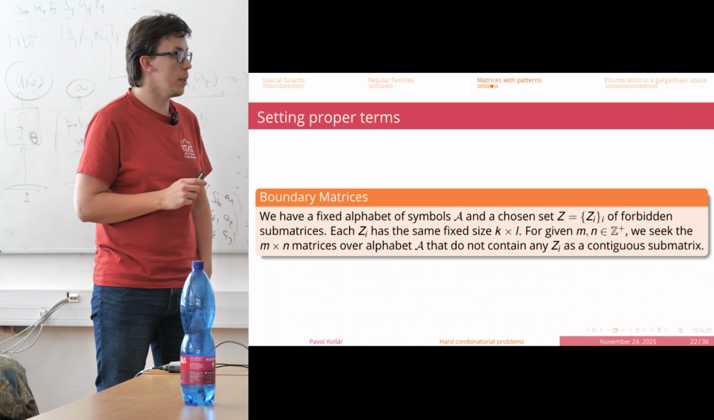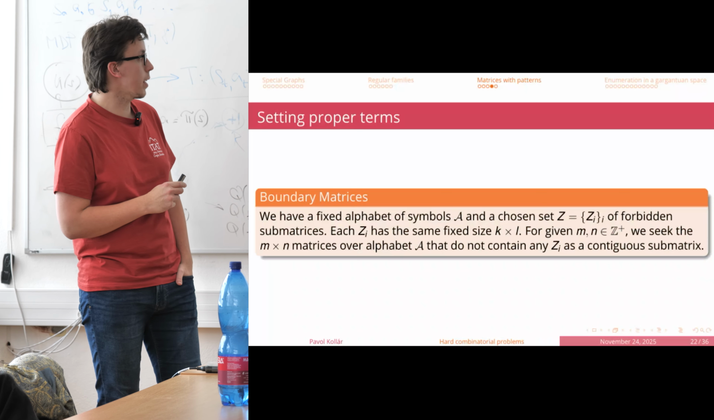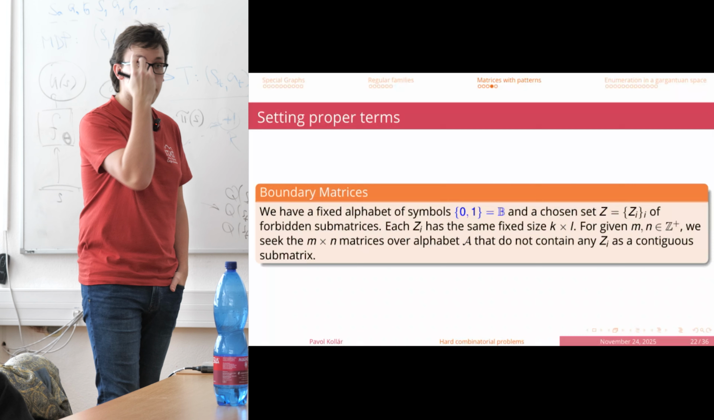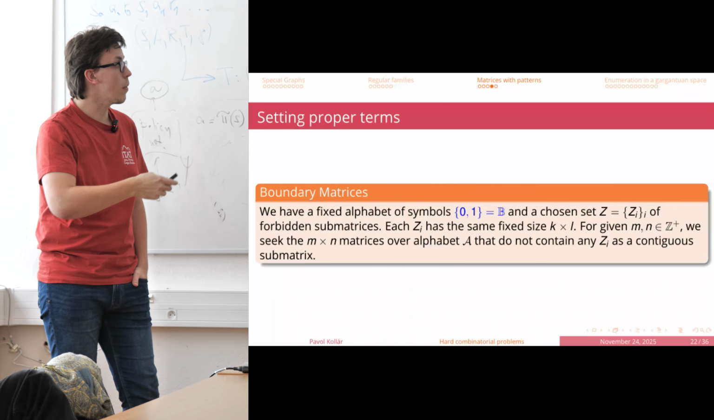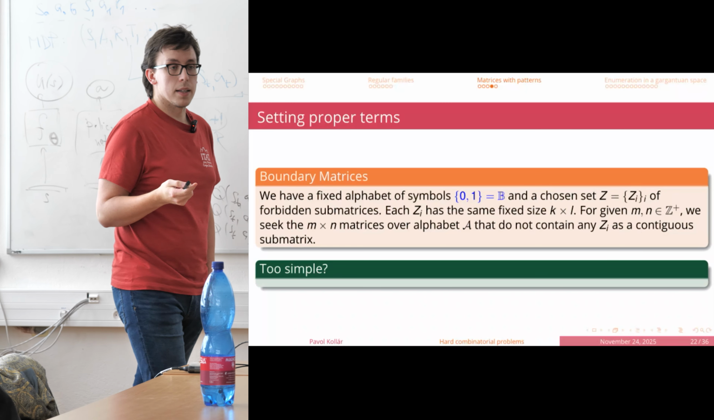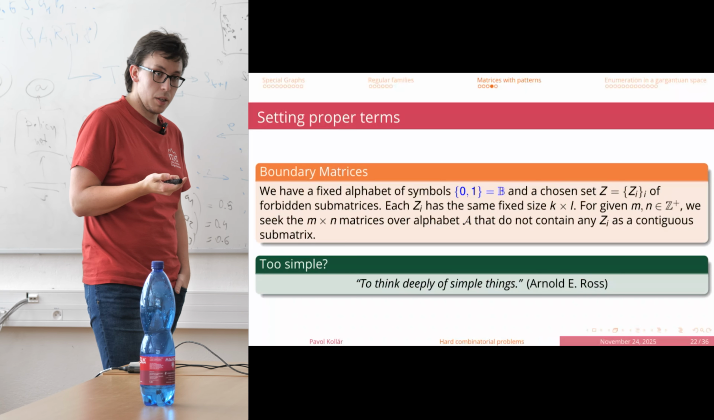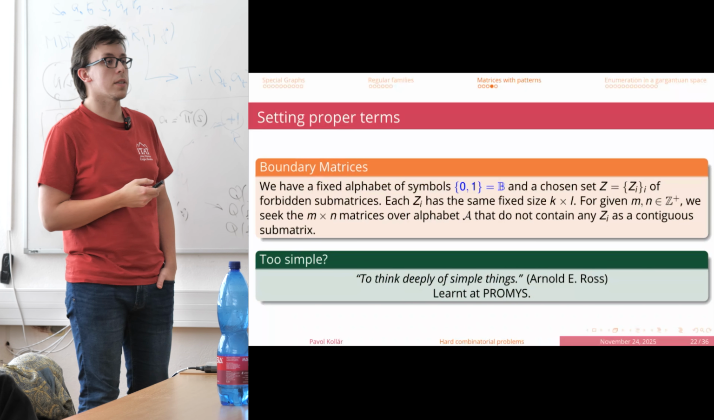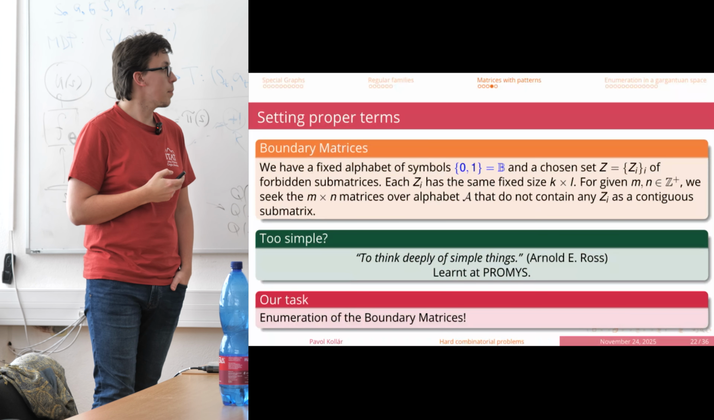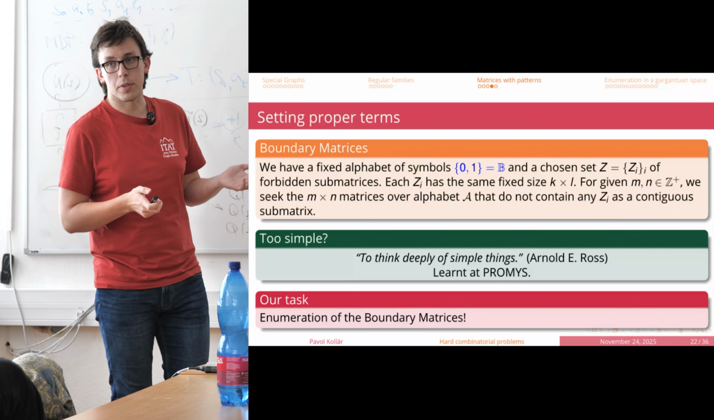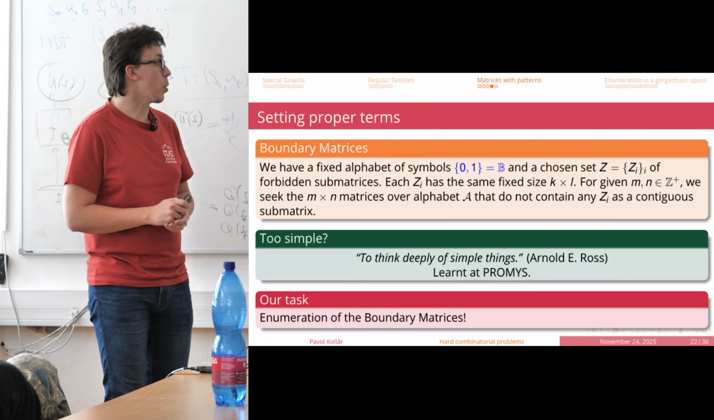And to make our job a little bit easier, at least for the explanations, we just restrict ourselves to the binary alphabet, as were the examples before. And yes, you might object that that's too simple then, but you should think deeply of simple things, which is a motto I learned at Promise, which was a very nice experience in England. And our task, much like before, is to enumerate these boundary matrices and to discuss some of their properties.